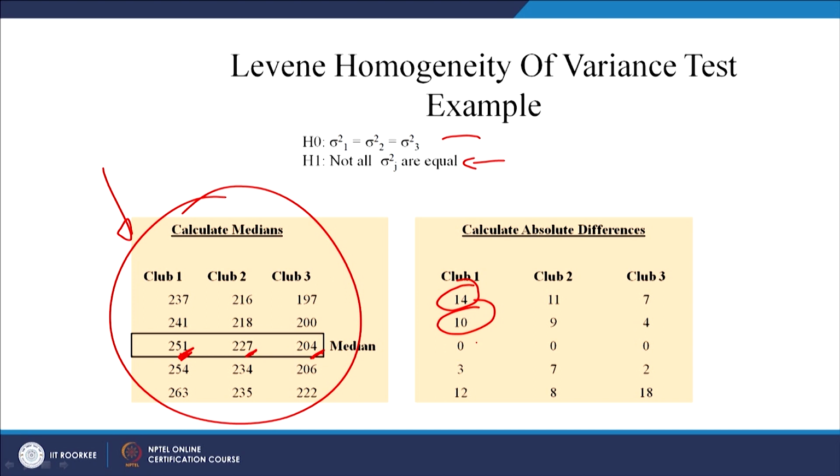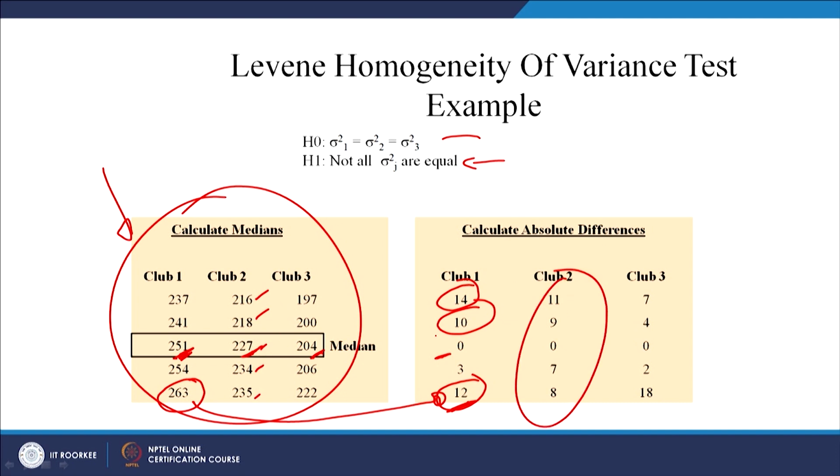So, we have to write absolute differences over here. 251 minus 251 is 0. 251 minus 263 is actually minus 12, but we have to write the absolute value, so this is 12. Similarly, 227 minus this, minus this, minus this, you will get all these values.